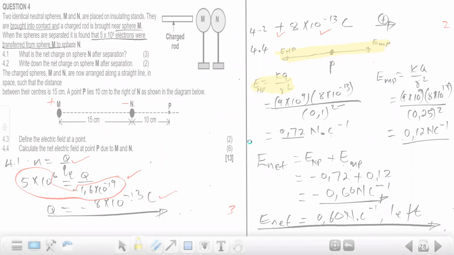If you check, this becomes a normal routine of answering the questions. So remember, we only used now for 4.1, calculating the electrons. 4.2, we used charge quantization. But for answering it fully in terms of 2 marks, we needed to indicate that it is positive.